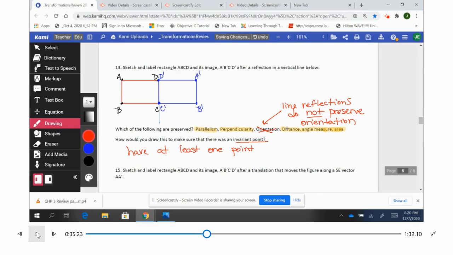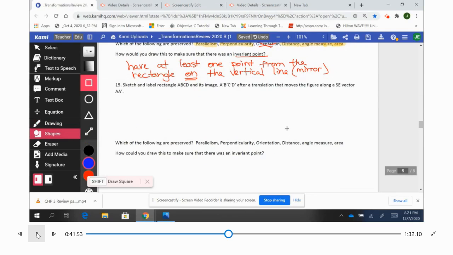So how would I draw that to make sure there's an invariant point? Make sure at least one point from the rectangle is on the mirror or the line of reflection.